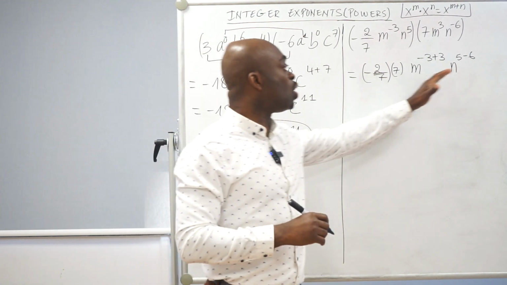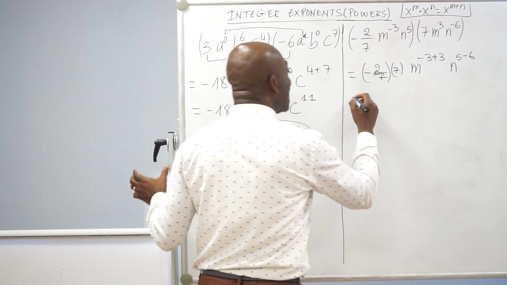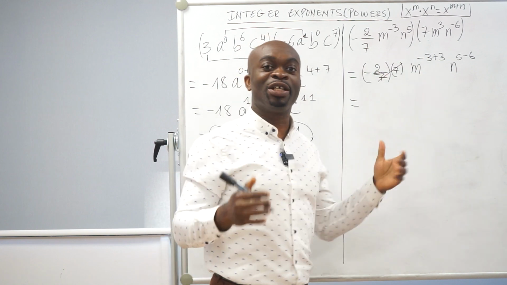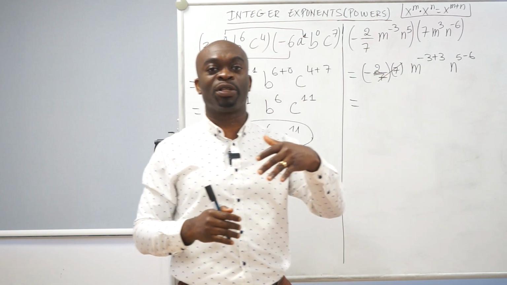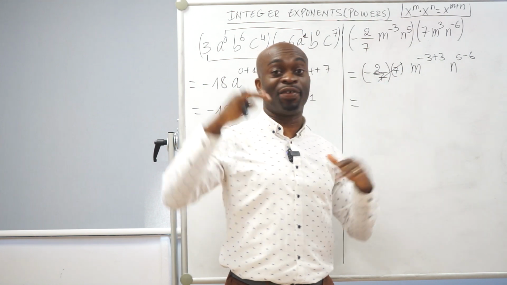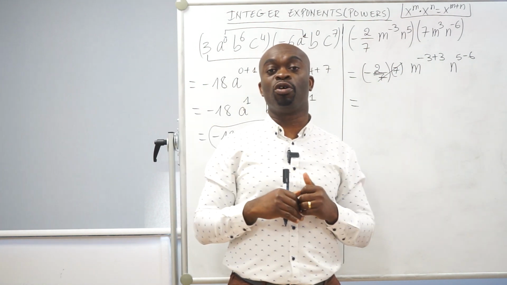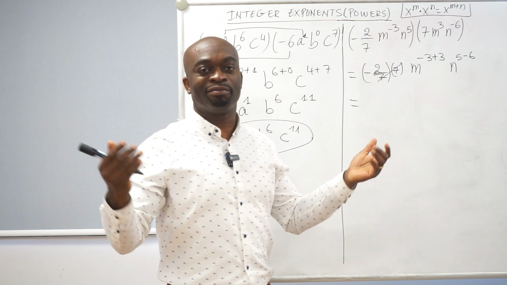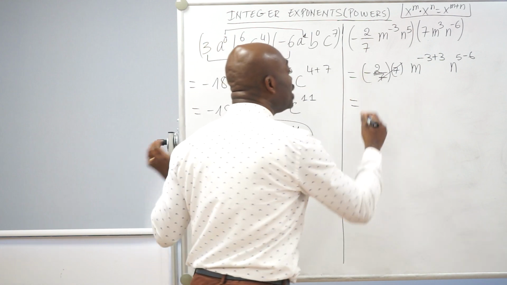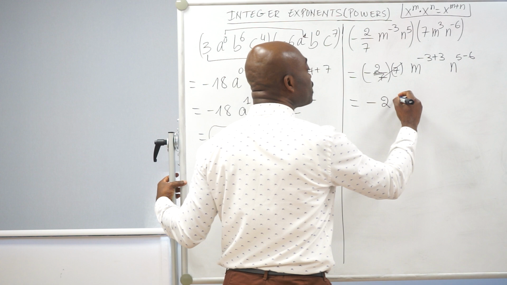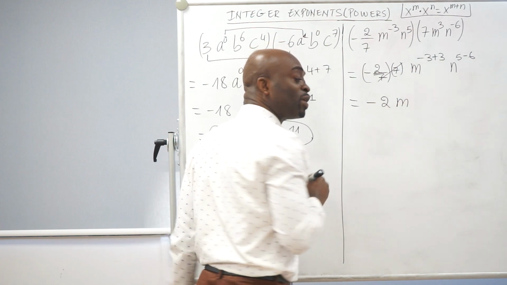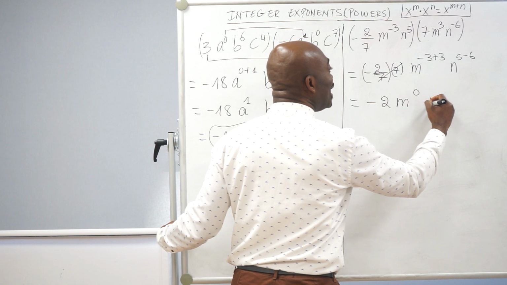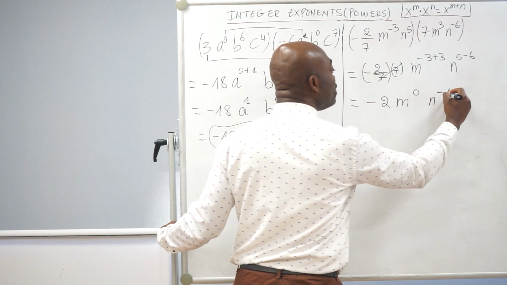So this is what we're dealing with. The 7 will be crossed out because here you deal with a fraction, 7 is at the bottom of the fraction, and the second 7 is on the top. So you can cross them out. It's like 7 divided by 7, which is 1. So 1 times negative 2 will give you negative 2. Then you have n, negative 3 plus 3 is going to give us what? 0. And then n, 5 minus 6, which is negative 1.